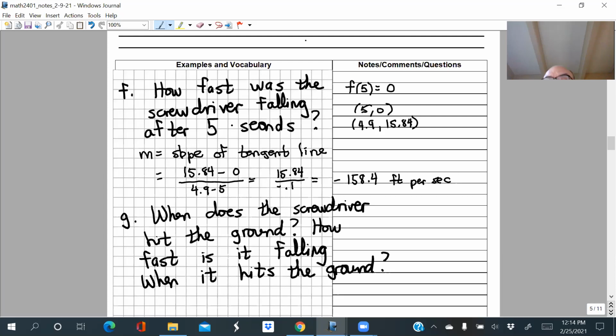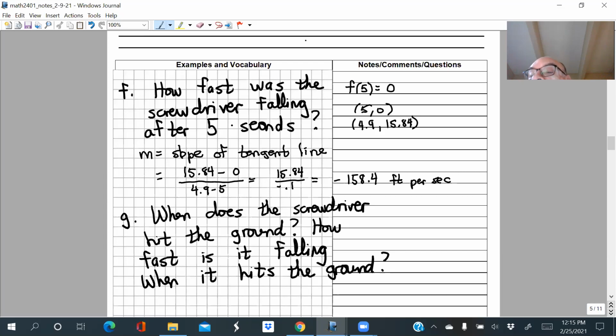So do you understand the difference there between average and instantaneous? Average is what's happening on average from a beginning x value to an ending x value. But instantaneous rate of change is what's happening at one single x value. Okay. Not from an x value to a second x value, but just at one x value. Okay.